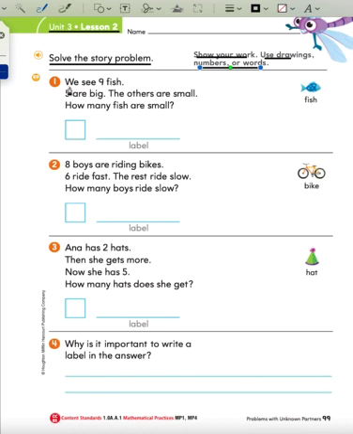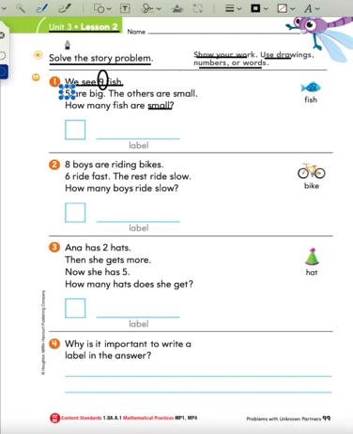Number 1 says, we see 9 fish. 5 are big, the others are small. How many fish are small? So this tells us that we are looking for the number of small fish. Let's go back and look at the word problem one more time. We see that there are 9 fish in all, or in total. I'm just going to circle that right away. And 5 of those 9 fish are big, so we know those are not the ones we're looking for. We are looking for the number of fish that are small.